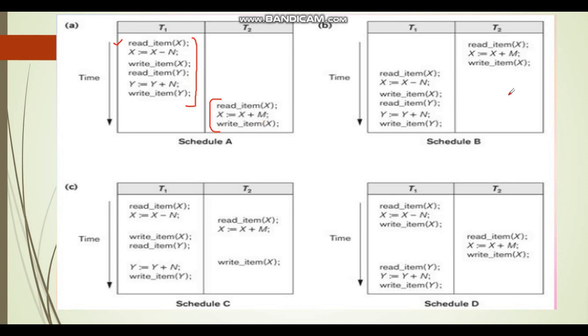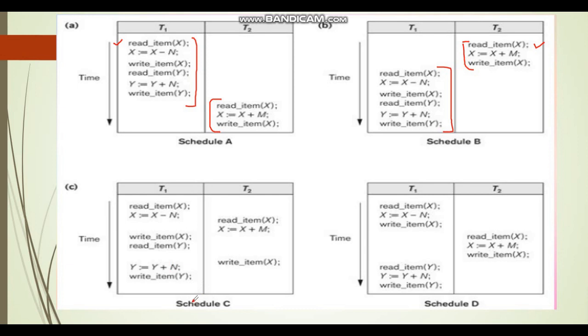Again, here at time T1, transaction T2 started, and only after the completion of this transaction, T1 started its execution. So this is the serial schedule. This means the transactions are executing in a non-interleaved manner.